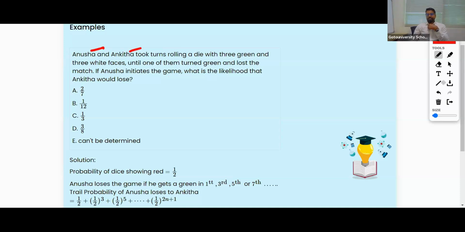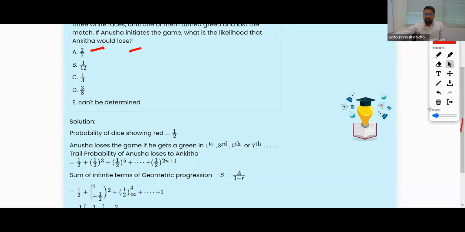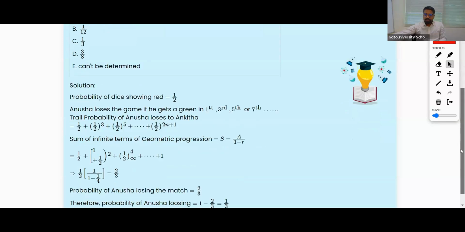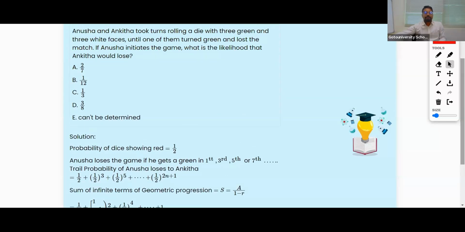This is the question. Can you understand this question, and can you relate it to a real life scenario? Anusha and Ankita took turns rolling a die that has three green faces and three white faces. Simple. So this part is clear? Yes. Now, how the game goes is, if they start throwing the dice, somebody has to lose. When will they lose? When the die turns green. So what is the chance that Ankita would lose when Anusha started?